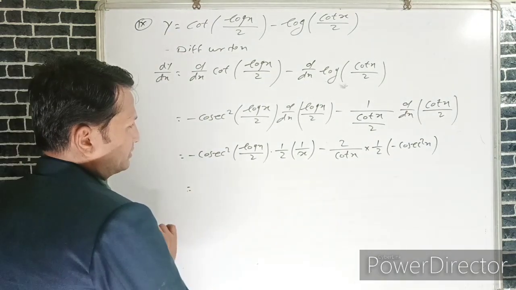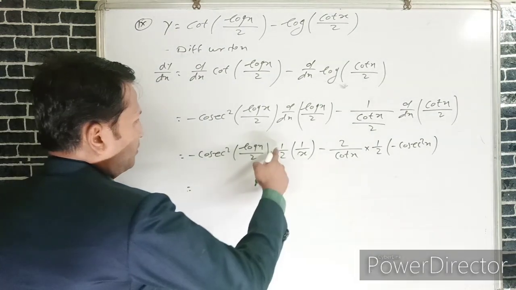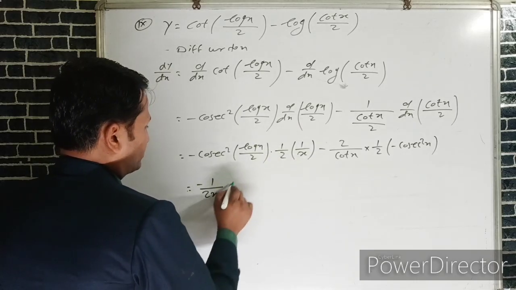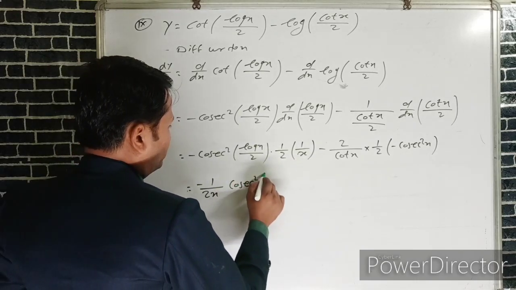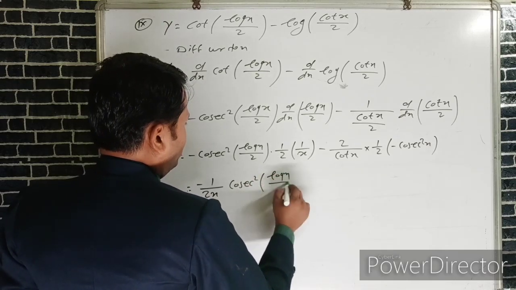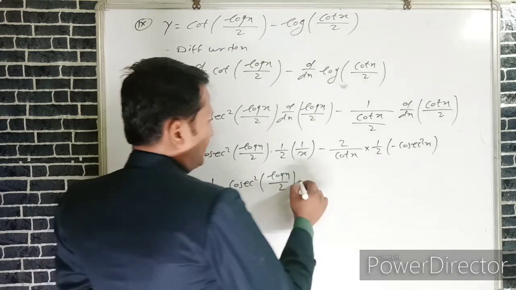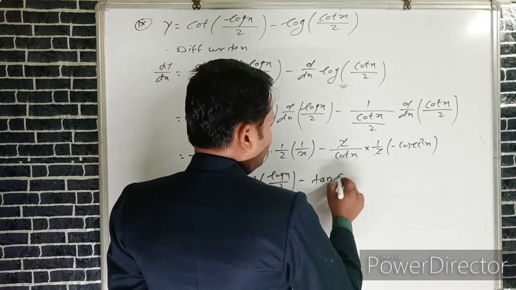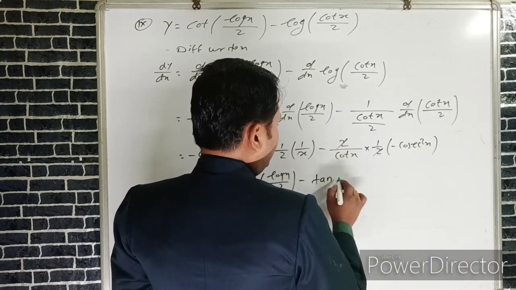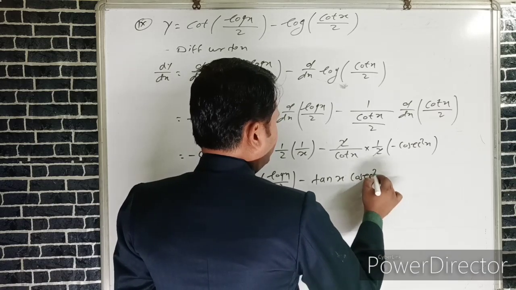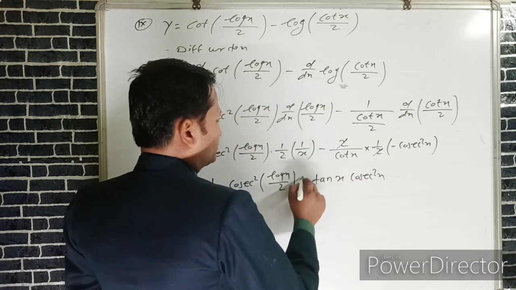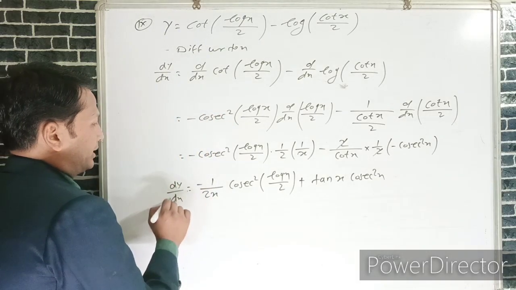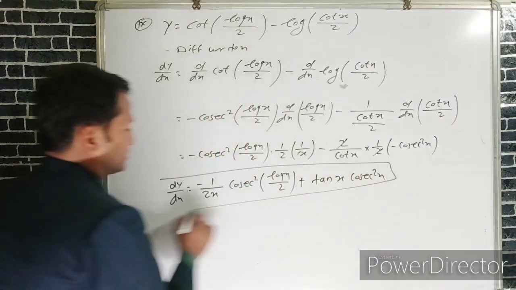After that, minus 1 upon 2 into x is 2x, cosec x square log x upon 2, minus 2 cancels, 1 upon cot is tan x into cosec x square x, and the minus minus is plus, which is the required derivative of y, dy upon dx.